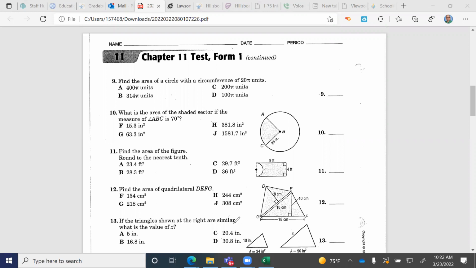All right. Number 9, area of a circle. What's our formula for area of a circle? Now, there's another formula that you need to know for this one, though, because they didn't tell us our dimensions, they told us the circumference.